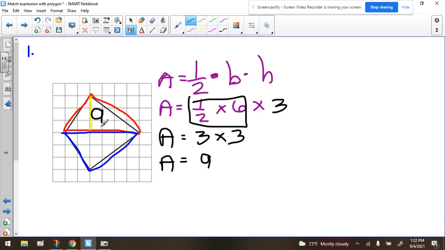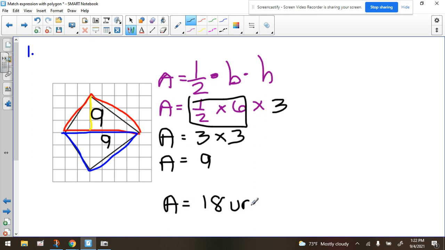So if this is 9, this would be 9 as well, because we might call this the base and this the height, and the base would still be 6, and the height on that would still be 3. If we add these 2 things together, the red one and the blue one, then we get a total area of 18 square units.